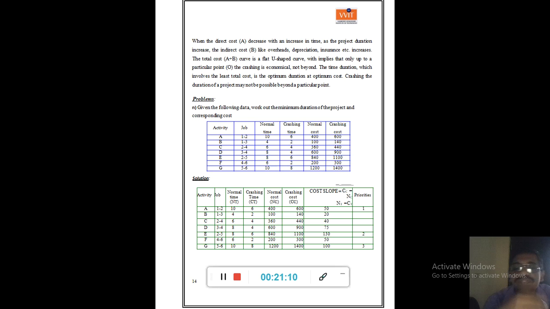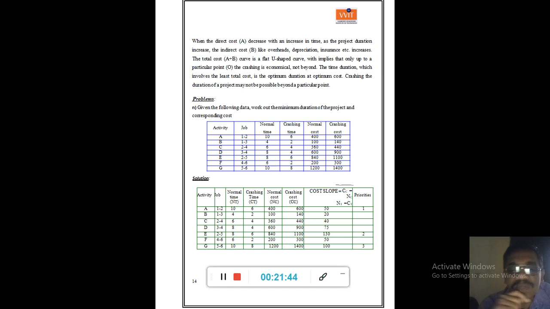Now priorities. Before looking at the priorities, we need to find out the critical path. Which are the activities that are lying on the critical path? Because we need to crash only those activities that are lying on the critical path. First, we must see which activities are lying on the critical path, and then we must crash first the activity having the least cost slope.